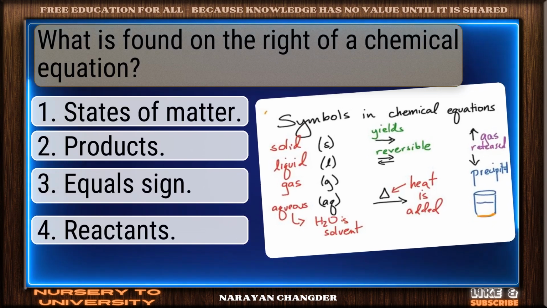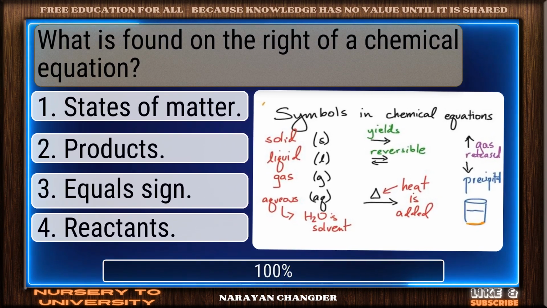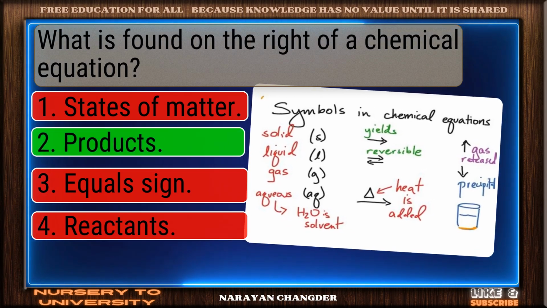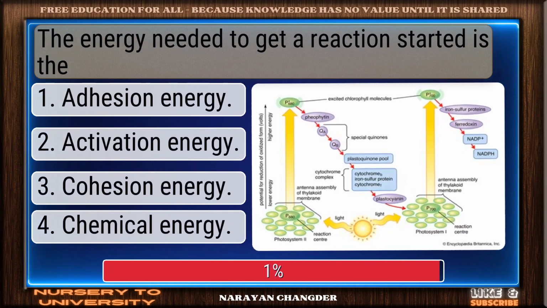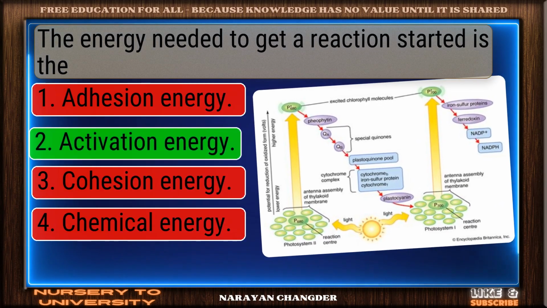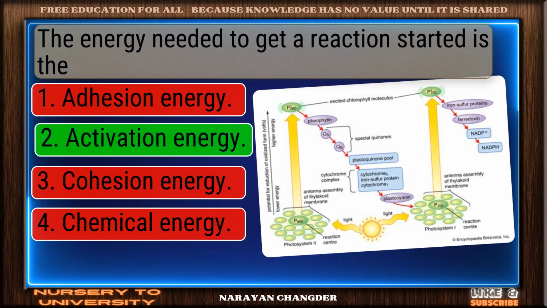What is found on the right of a chemical equation? Smart move. Products is an accurate answer. The energy needed to get a reaction started is the... Nice selection. Activation energy is the correct and valid answer.